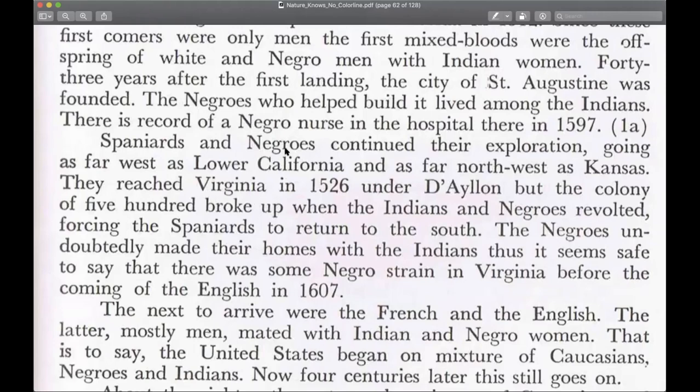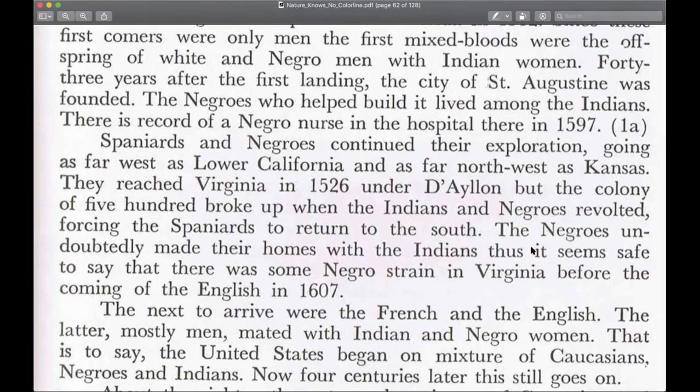But the colony of 500 broke up when the Indians and Negroes revolted, forcing the Spaniards to return to the south. So these Negroes they brought up, again, they were what? Caribs. The Caribs got together with the local Indians, and they revolted against the swarthy or Moorish Spaniards, other people of color, to return to the south. Now, we've read this before. Remember, they had to leave like 150 behind, or 150 stayed. They never tried to go back. They just stayed there. Now, let's see what he says. It says, the Negroes undoubtedly made their homes with the Indians, all right? The ones who were left behind, a lot of some of these Sephardic and Moorish people and these Caribs and other Negroes, what happened?